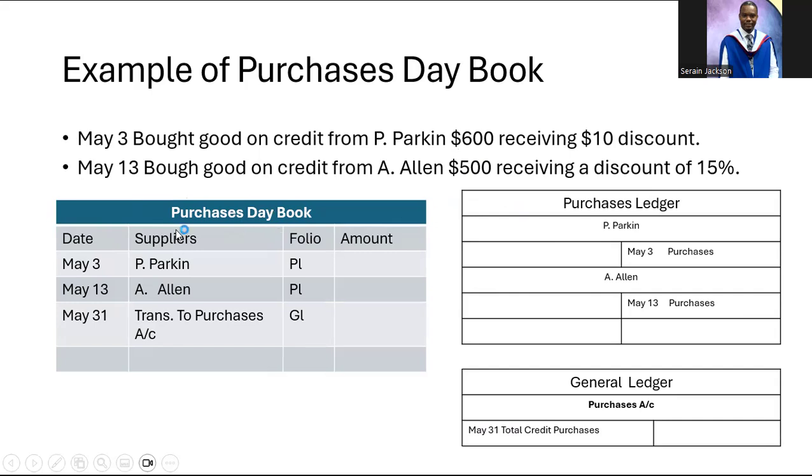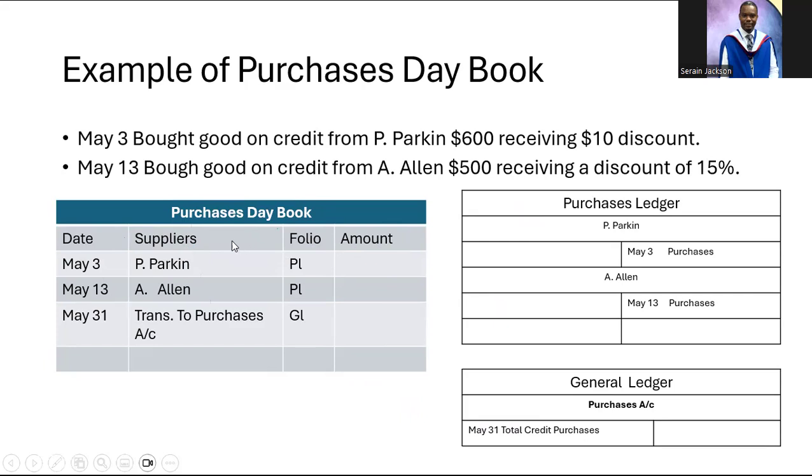I want you to look at how the purchases daybook is drawn up. You realize the purchases daybook has 4 columns: a column for the date, a column for your suppliers, a folio column that shows the cross-reference where I can find the other side of the transaction. Remember, double entry. And then the amount that shows the money involved. So all journals are drawn up in the same way, with 4 columns, just like this.